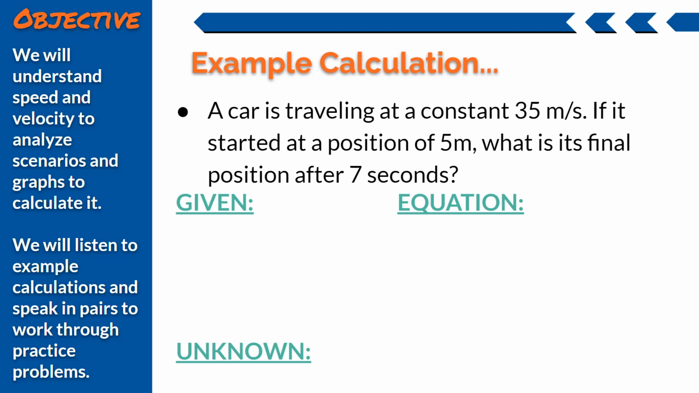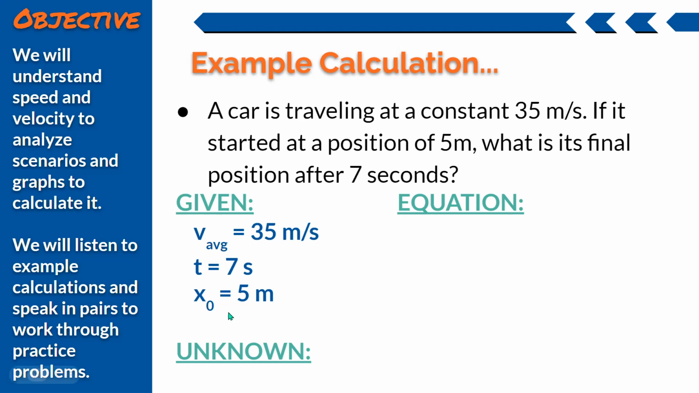But we can still label the stuff we're given. I know, looking at this question, that I'm given 3 pieces of information. I'm given a velocity. It says a car is traveling 35 meters per second, constant speed, constant velocity. Okay, I'm going to call it the average velocity, because if it's constant, it's also the average. I have a time of 7 seconds, and I have an initial position. It says started at position of 5 meters.